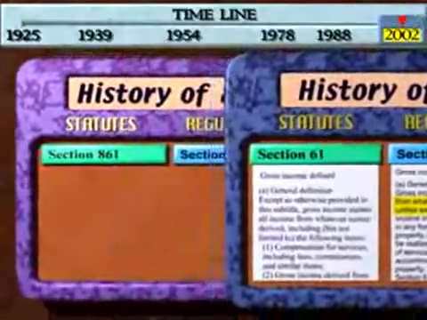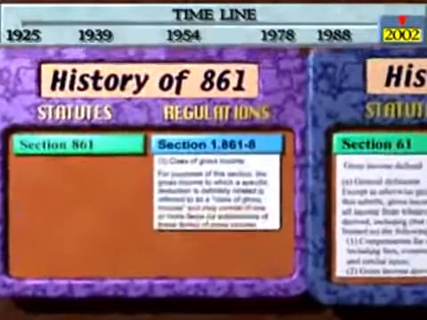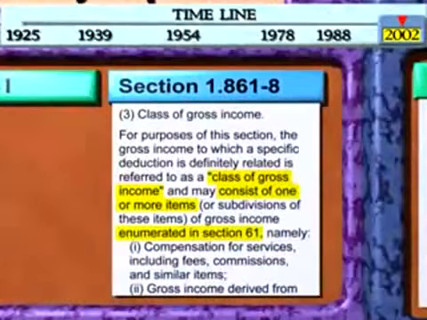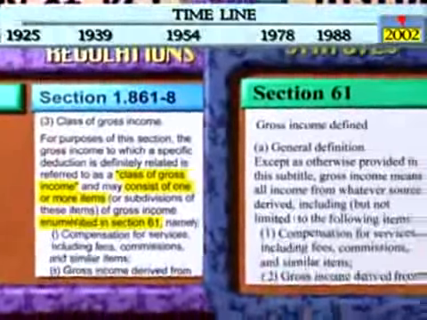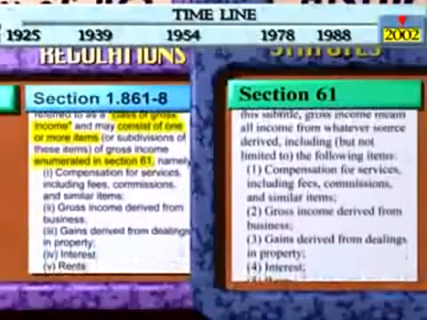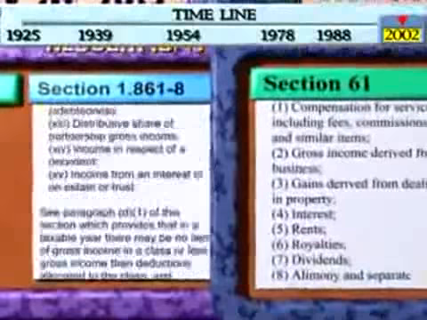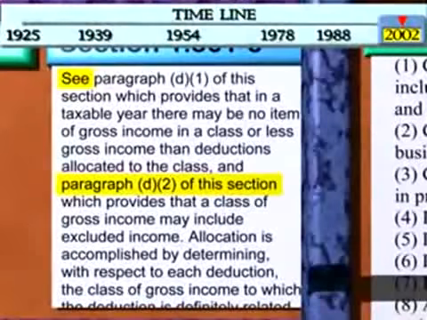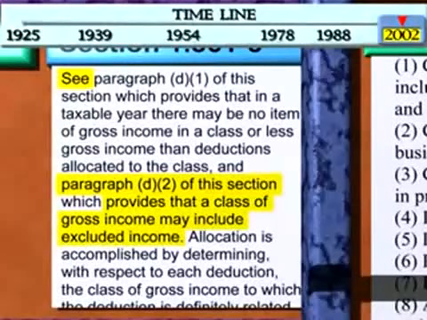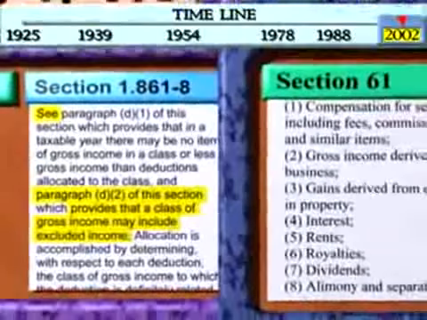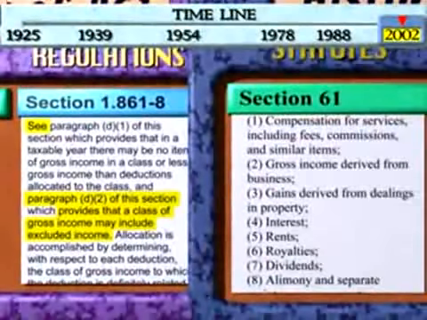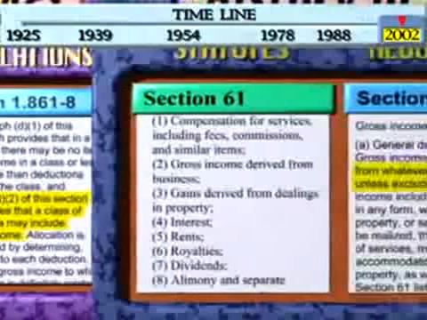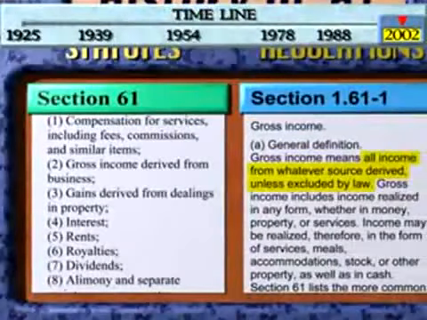but is now in the regulations under Section 861. Those regulations say that classes of gross income consist of the items of income listed in Section 61, such as compensation, income from business, interest, etc. The regulations then refer the reader to another part of the section, which provides that a class of gross income may include excluded income. This is a slightly twisted way of saying that the items in Section 61 are not always taxable, but are sometimes excluded by law.